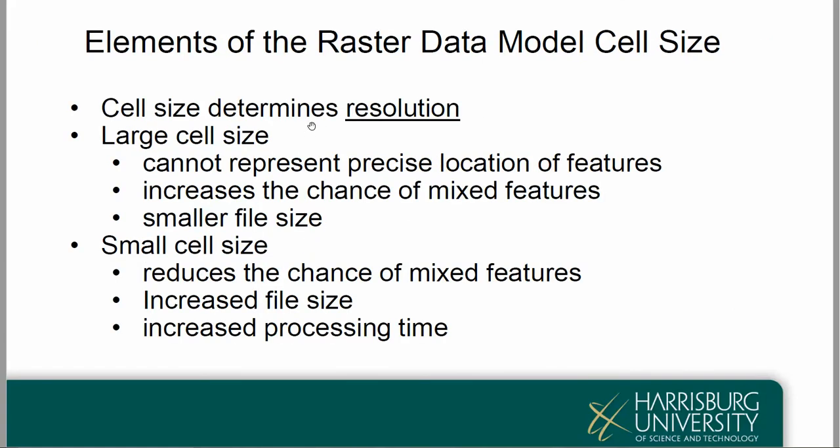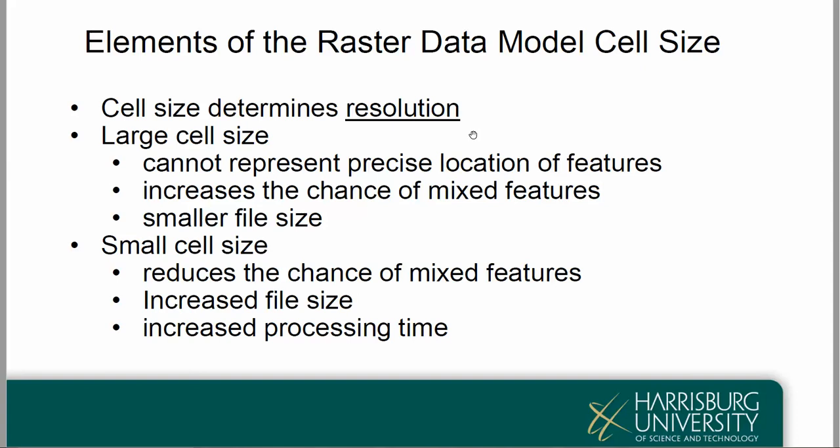Again, the size of the cell determines resolution. A 10 meter by 10 meter cell, that's 30 some feet by 30 some feet. On the ground, you may have lots of different variation in there. But if you do a cell size of 6 inches by 6 inches, as is the case with a lot of low altitude aerial photography, you can make out quite a bit of detail. So the cell 6 inches by 6 inches is a much higher resolution than a cell that might be 10 meters by 10 meters. So a large cell size, 10 meters by 10 meters, can't represent precise locations of features. It's a generalization across that entire large 10 meter by 10 meter area.